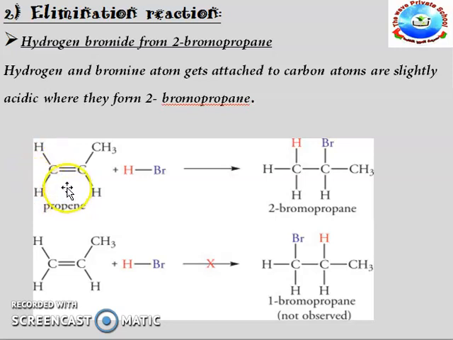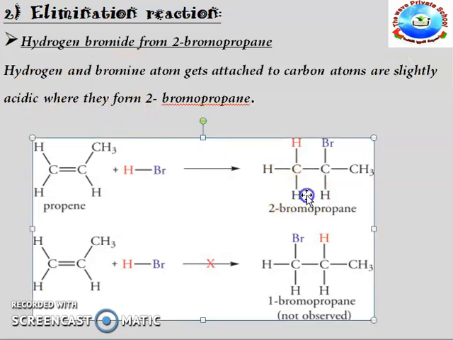Now see, this is the structure of propene. So when this reacts with hydrogen bromide, what happens is that the two hydrogens are replaced by hydrogen and bromine. See the product, and you can see the two atoms are replaced by hydrogen and bromine. So we get the product 2-bromopropane. Hydrogen and bromine atoms get attached to the carbon atoms. These are slightly acidic, where they form 2-bromopropane.